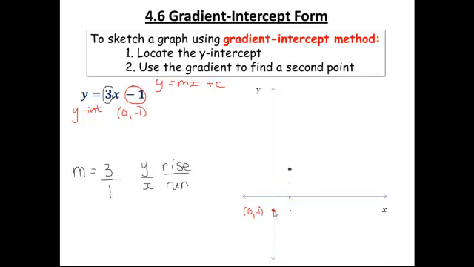Now what point is that? So if I go over 1, my x-coordinate is 1. And if I've gone up 3, then my y-coordinate is 2, so I've gone up 3 from -1. So that's my second point. And now I've got 2 points and I can sketch my graph. So just draw a straight line through and you're done.